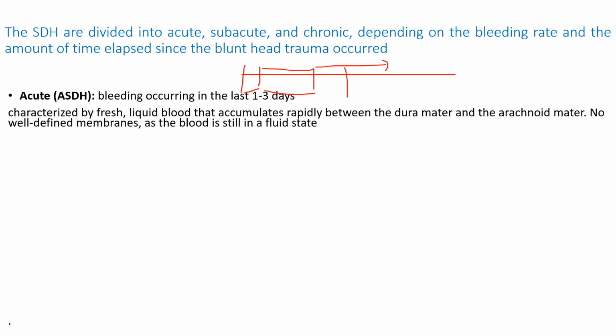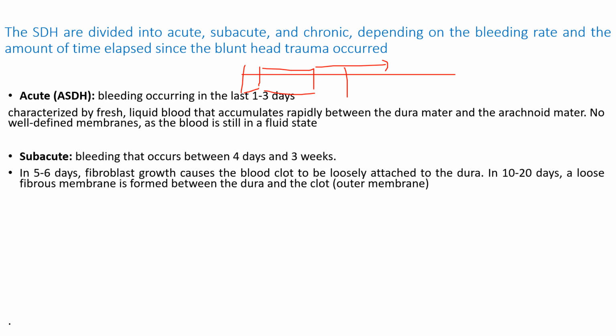In the case of acute subdural hemorrhage, bleeding occurs in the first 1 to 3 days after the trauma. It is characterized by fresh liquid blood. So there are no membranes, it's just a blood accumulation under the dura. When it comes to subacute, that means 4 days to 3 weeks, there may be lots of changes that can be noticed there. So there may be fibroblast growth started from the dural side forming an outer membrane. So by studying histologically these features of the membranes and the blood clot and so on, we can date the subdural hemorrhages.